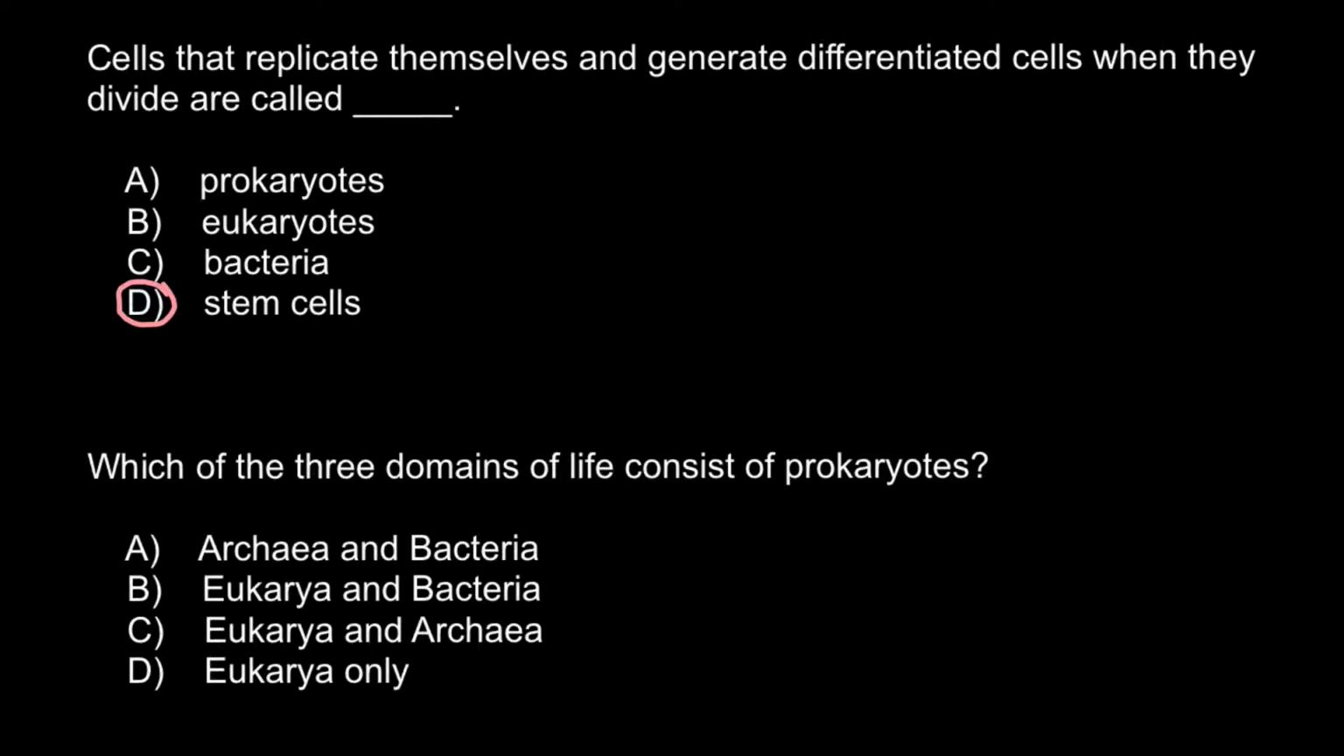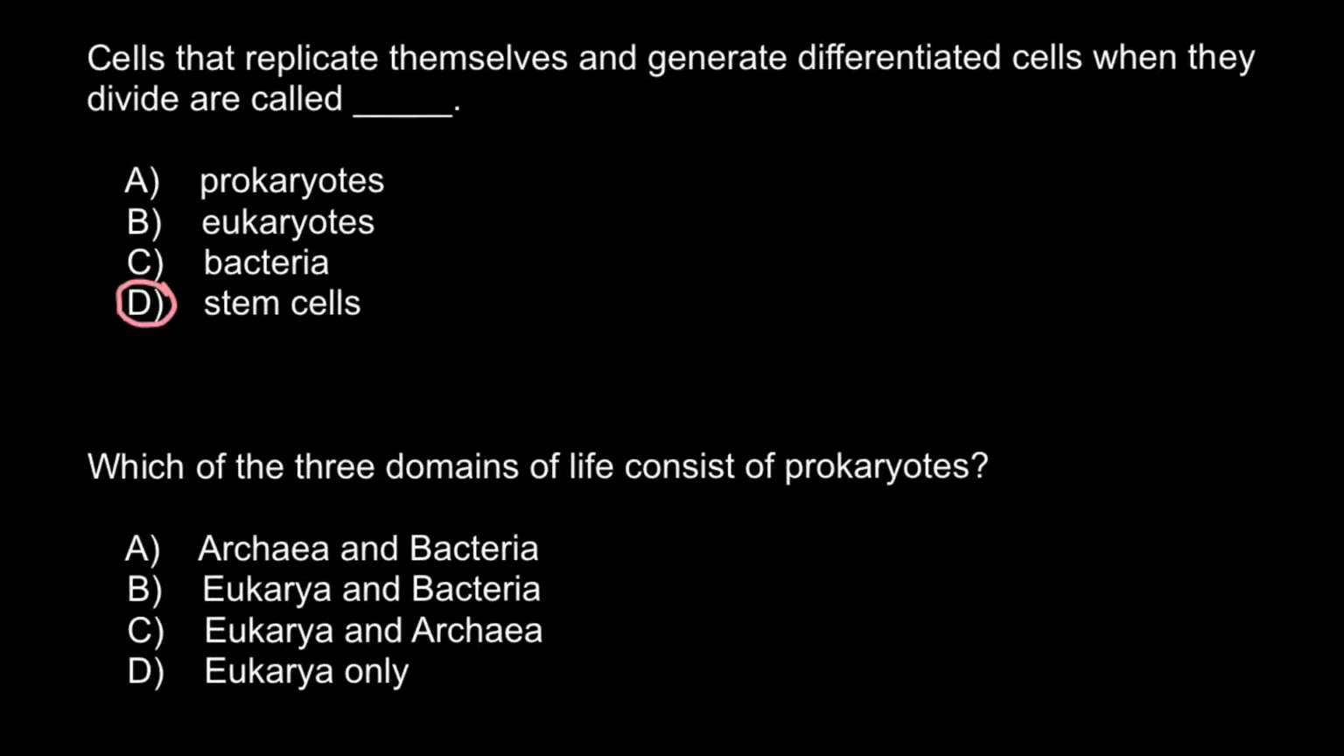Stem cells are undifferentiated cells of eukaryotic organisms. I would also add multicellular organisms, and stem cells give rise to cells that differentiate and make different kinds of tissues with different functions.